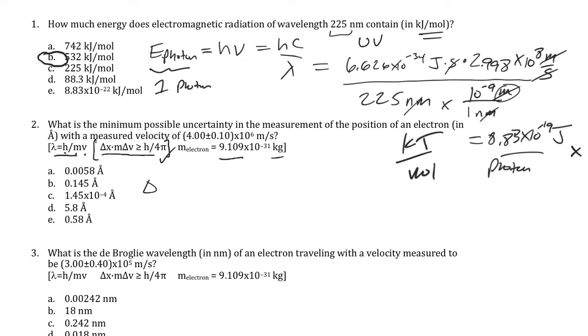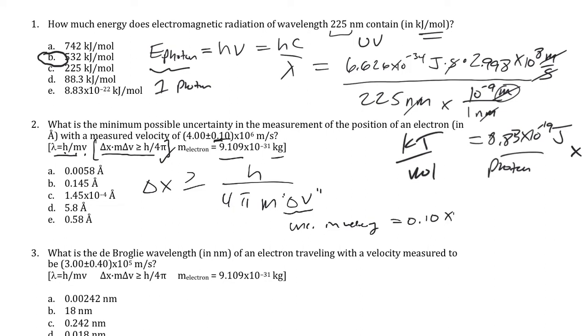And so we're going to solve for the uncertainty. The minimum possible uncertainty in the position of the electron must be greater than or equal to h divided by 4 pi m delta v. But the delta v here is the uncertainty in the velocity. It's not the change in the velocity. It's really the uncertainty in the velocity that delta v means. And it's the 0.10, so it's 0.10 times 10 to the 6 meters per second.